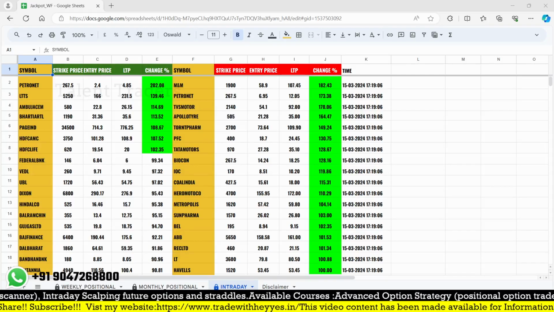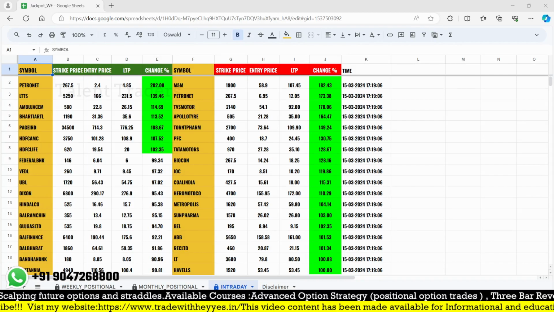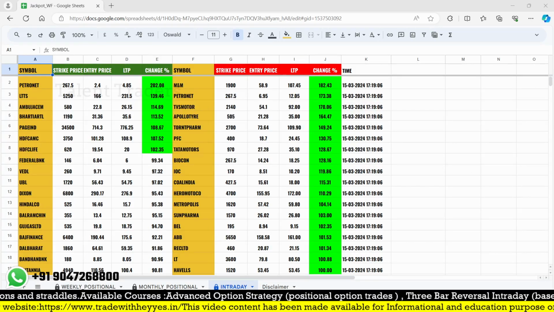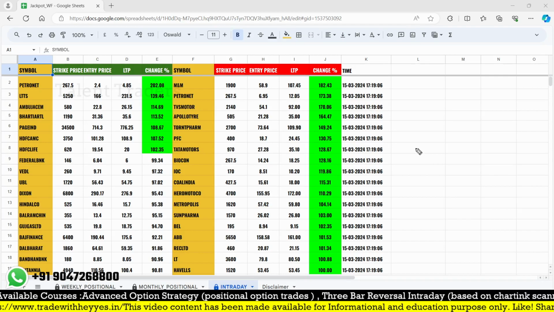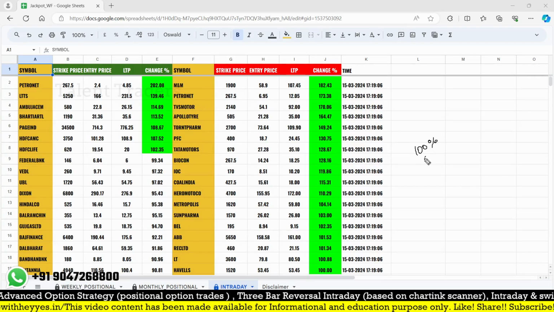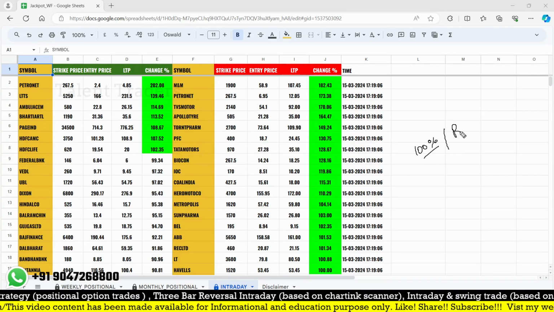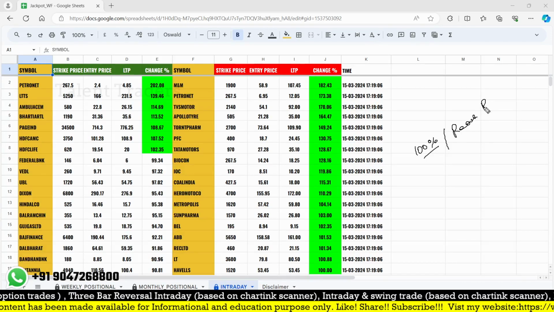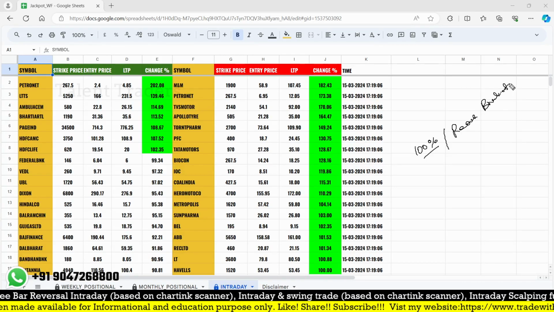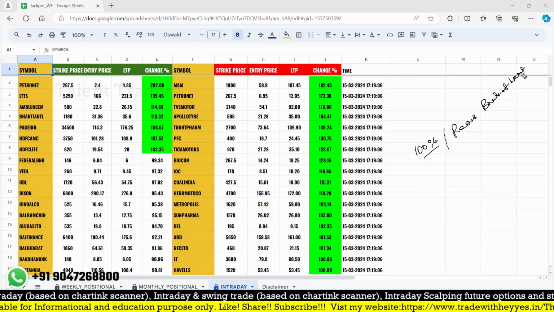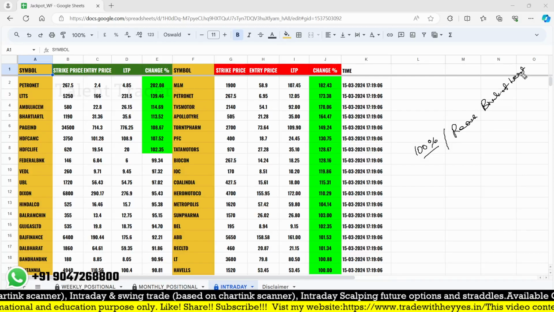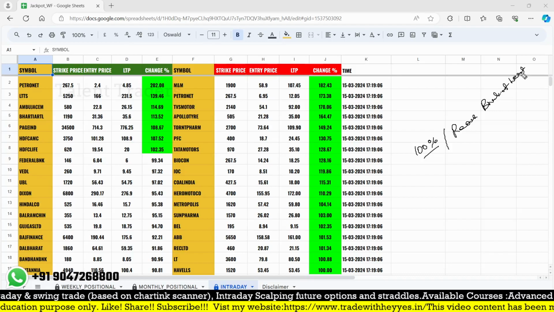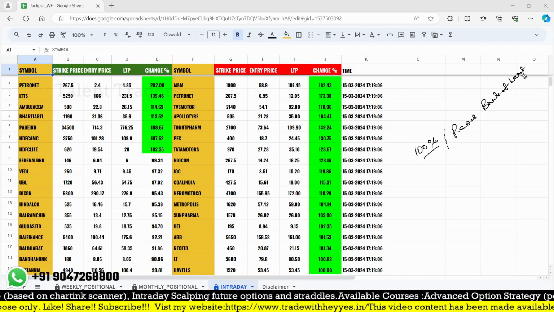So exactly what are we looking for? Here in our Google Sheet, in the change percentage, when a stock comes to 100%, it is reaching the breakout level. So that is the confirmation. With this scanner, we are simply finding stocks that are nearing the breakout, that are going to break the level.